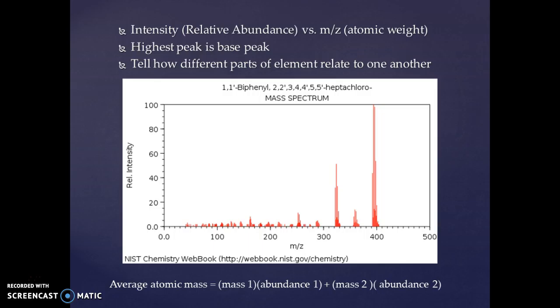So in our mass spectrometry graphs, over on this side we are given the relative abundance, and down here the atomic weight. And whenever we have the highest peak on the graph, that's called the base peak. And all through the different types that are given to us with the different weights, they can tell us different things about the different parts of the element and how they relate to one another. And when trying to calculate the average atomic mass, you can use this equation down here.